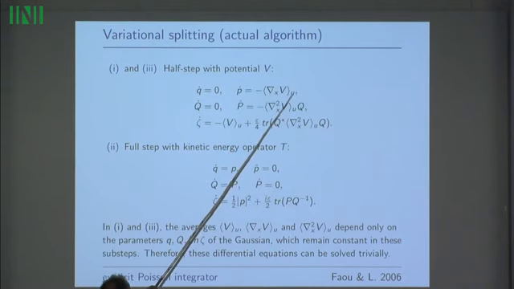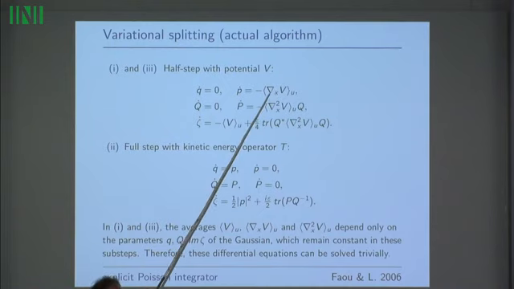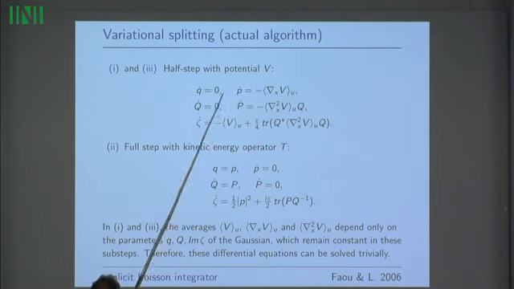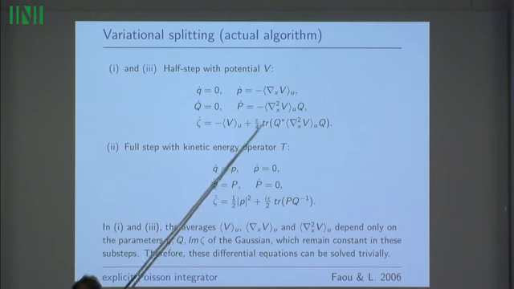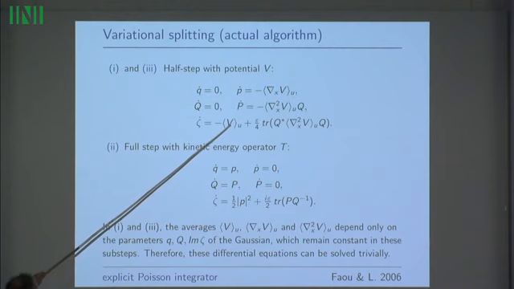They are all trivial. Of course, U still depends on P and Q, but P doesn't enter the average. And Q is constant, so I can solve this trivially. These are constant terms here, and here's a constant matrix here, and this is also constant. So this is solved trivially, and this is also solved trivially. So this part is completely explicit and trivial to solve.